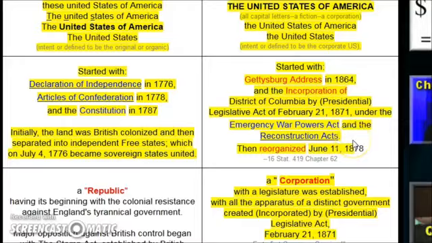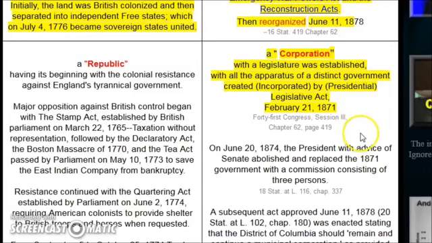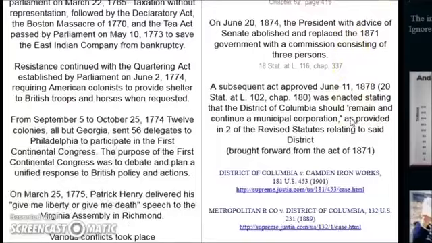So this put us in martial law, and some argue we've never been out of martial law. In fact, since 1933, we again declared bankruptcy, and martial law was declared then. So we see a corporation with a legislature was established with all the apparatus of a district government created by legislative act in 1871. Corporate officers.